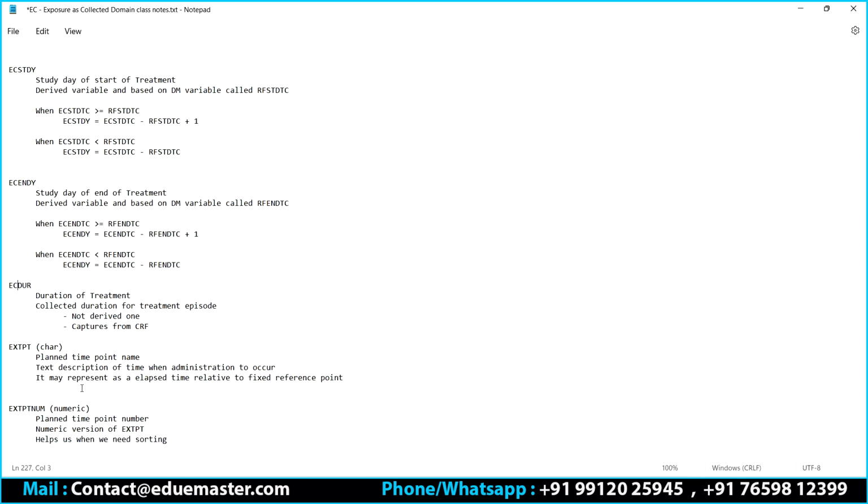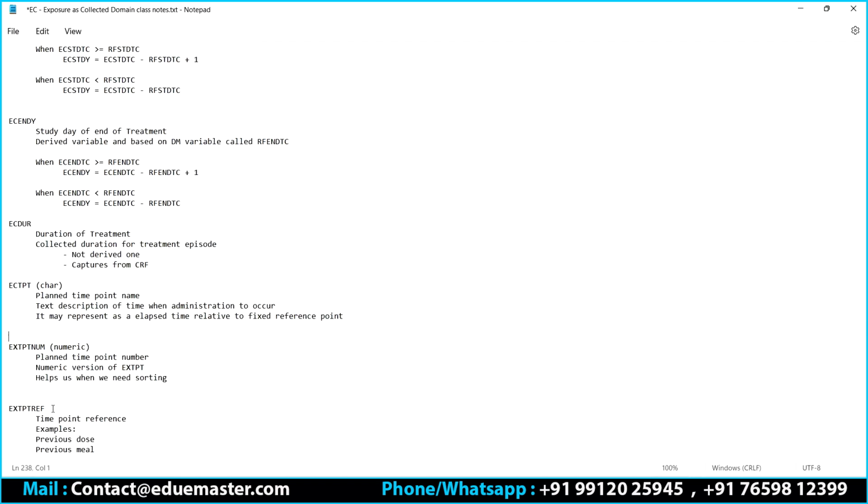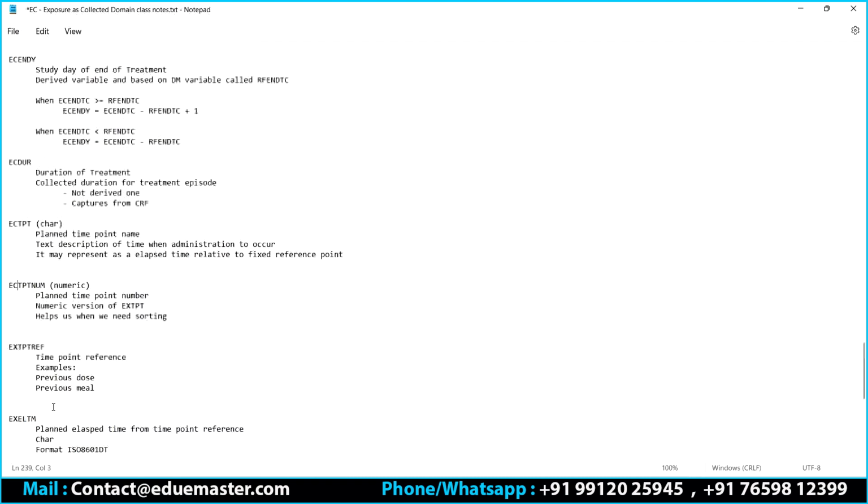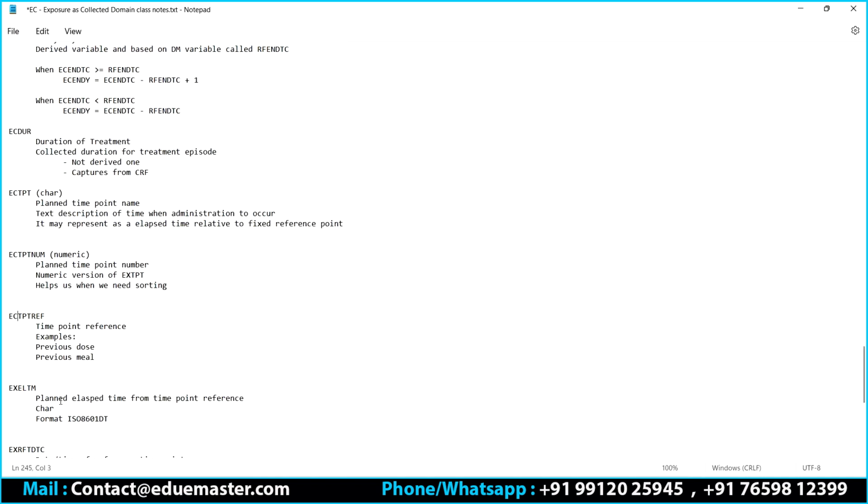Then again, I'll start with your time point references. That is nothing but ECTPT, which is the planned time point. Then you have ECTPTNUM, which is going to be the numeric version of your previous one. Then you are going to have ECTPTREF, which is nothing but the time point reference from your previous dose.